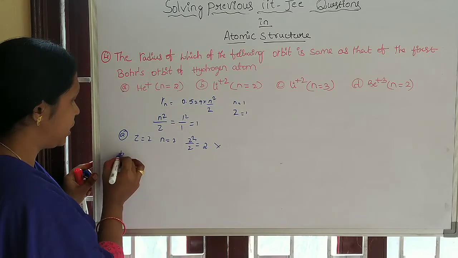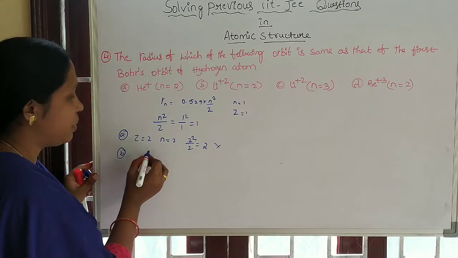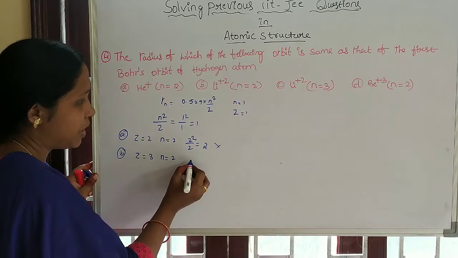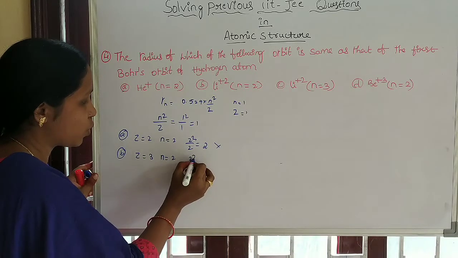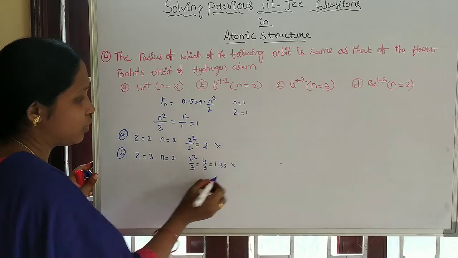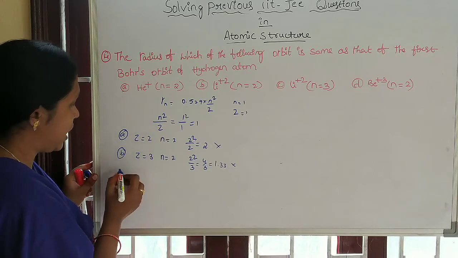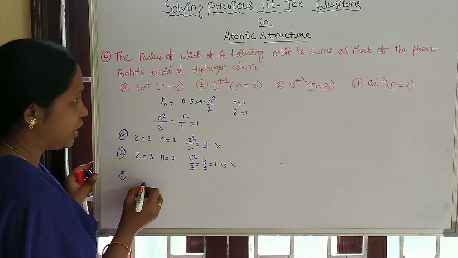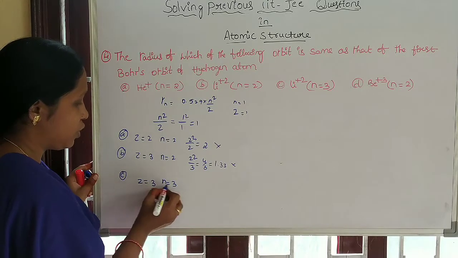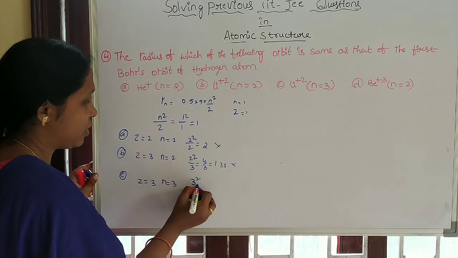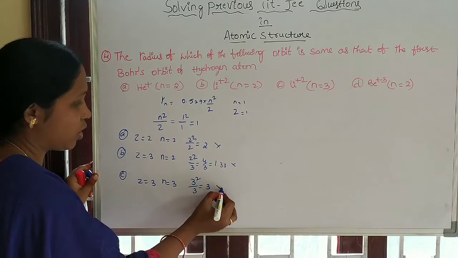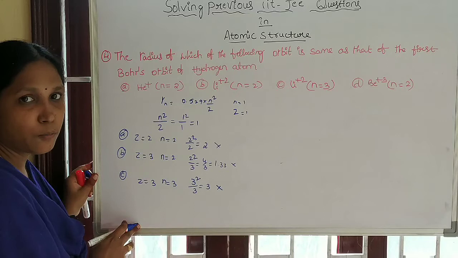Go to the second one, B. Lithium, Li plus 2, means the atomic number of lithium is 3 and the electron is present in the second orbit, so n square by Z is 2 square by 3, which means 4 by 3, that is 1.33. So this is also not equal to 1. And next, option C. Lithium, same atomic number 3, but the electron is present in the third orbit. So here n is 3, so 3 square by 3, that is 3. So it is also not 1, so not equal to the radius of the first Bohr orbit of hydrogen atom.